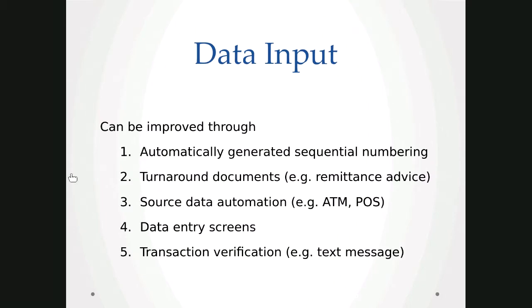The data input can be enhanced in a few different ways. Number one, automatically generated sequential numbering. You know, when you go to the traffic department or the hospital, or you have gone to the immigration office, you sit there and you get a number, right? Those small tickets that you get are automatically generated sequential numbers. So your number is called, and then when you go to the counter, your data is entered, right? So it helps organize the input of the data so that all customers are not coming to the counter at the same time. You get the ticket, you get the sequential number, and you wait until your turn comes, and you go and they enter the data, right?